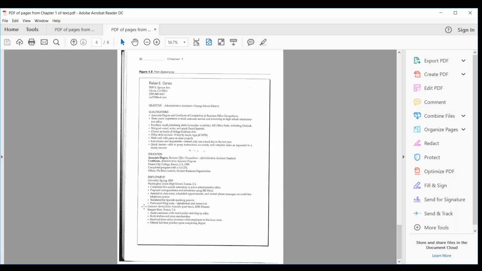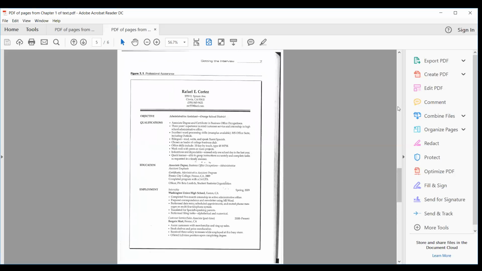Being a customer service and sales associate for Bargain Mart. About the only value to that, to me, is being able to show that you are capable of dealing with a wide variety of customers. Now, your customers in a school can be a wide range of people, from parents to students to school board members to God knows who else, but an awful lot of people. So customer service skills would be good to emphasize.